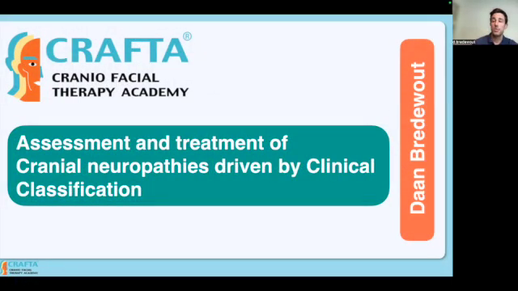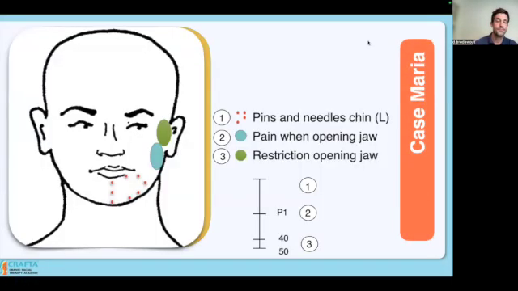So let's start with this presentation. I like to start with the case of Maria. Maria came to my practice from the clinic, I think 2-3 years ago, and she was sent by another colleague. And she was asking me, Daan, there is some problem with this lady.